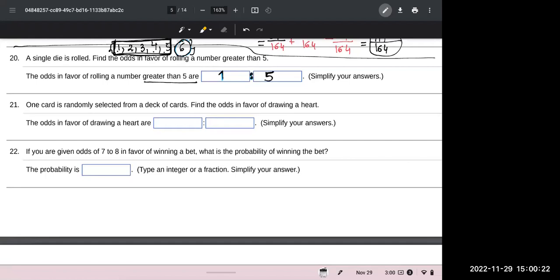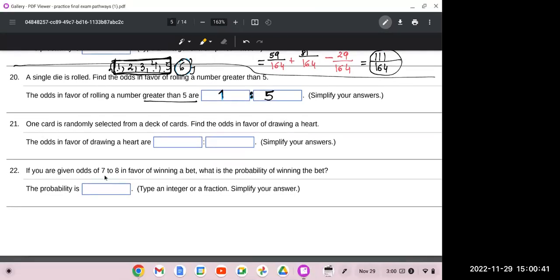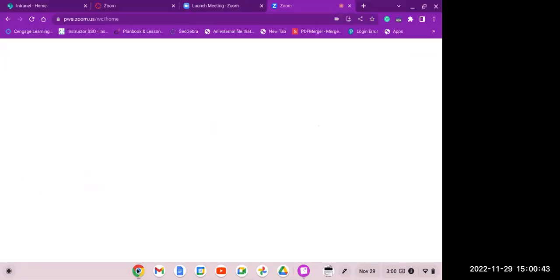Number 21. One card is selected from a deck of cards. Find the odds in favor of drawing a heart. Okay, so the odds in favor of drawing hearts. Okay, so you have to remember, let me just show the image of a deck of cards.